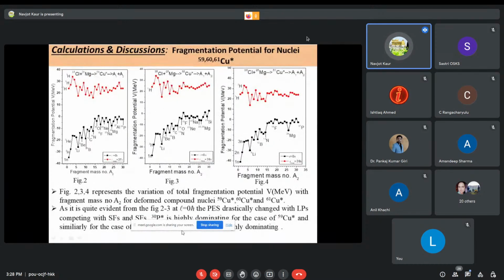If we talk about moving from 59 to 60 and 61, in the graph we look for that. In the case of 59, 30 phosphorus is dominating, but in 60 copper we have 29 silicon, and similarly for 61, we have 31 phosphorus.